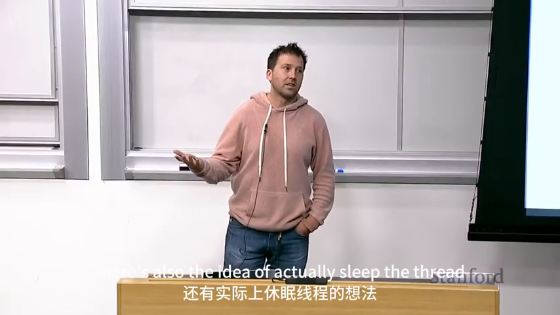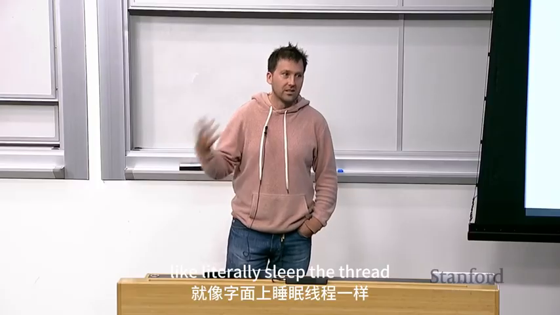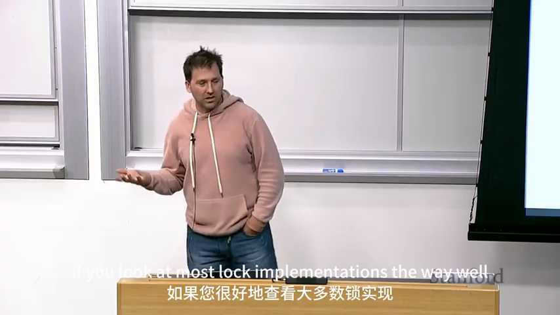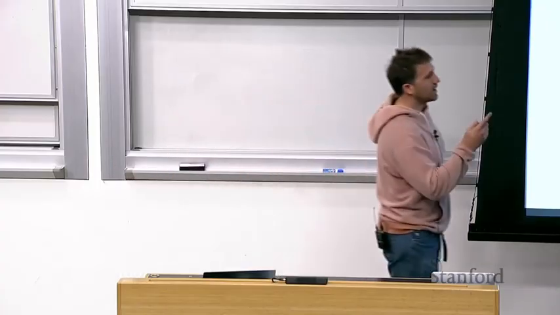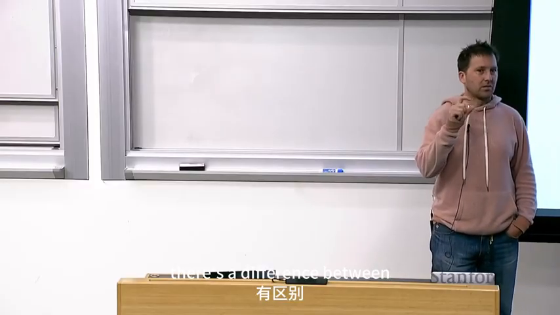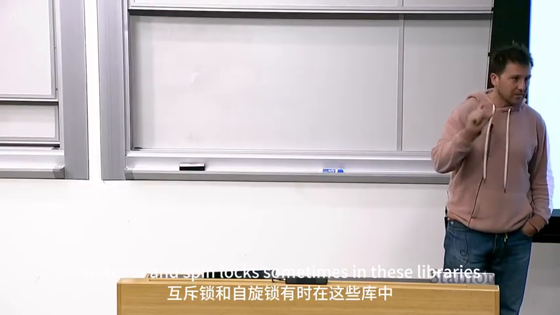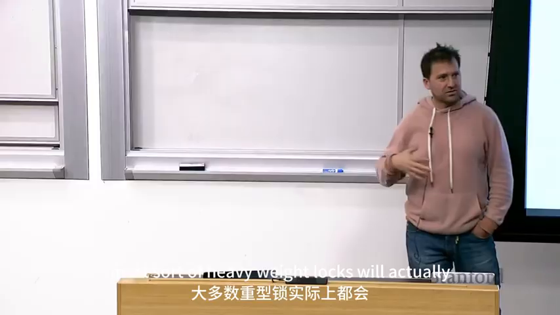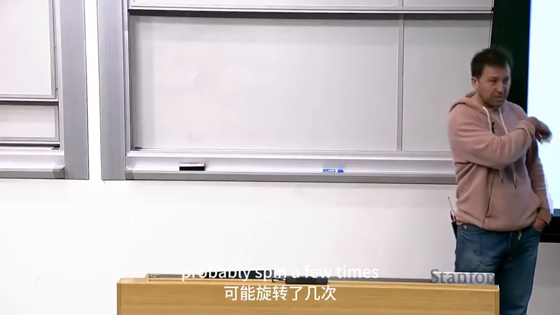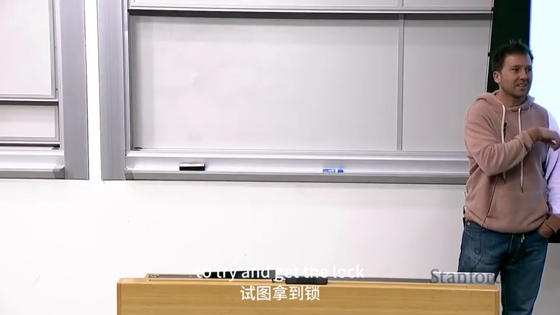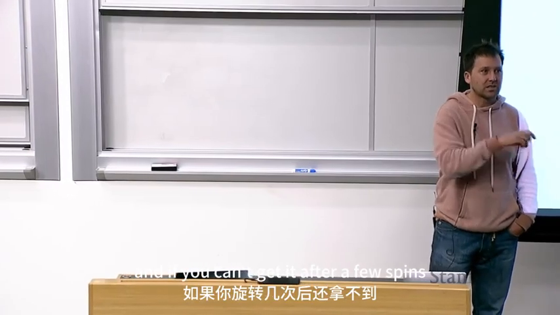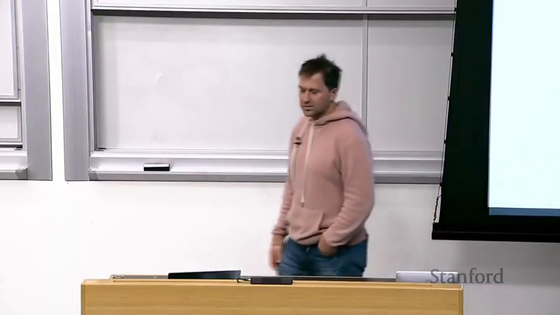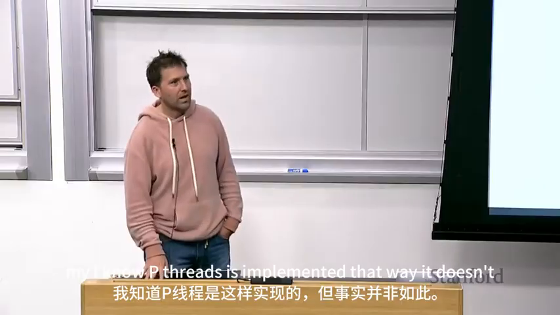There's also the idea of actually sleeping the thread. Like literally sleep the thread, pull it off the execution context. My understanding, if you look at most lock implementations, there's a difference between mutexes and spin locks sometimes in these libraries. So a spin lock will do something like this. Most heavyweight locks will actually probably spin a few times to try and get the lock. And if you can't get it after a few spins, then it does the heavier weight system calls to pull you off the processor. I know pthreads was implemented that way.